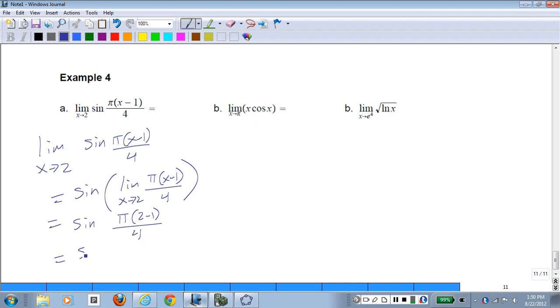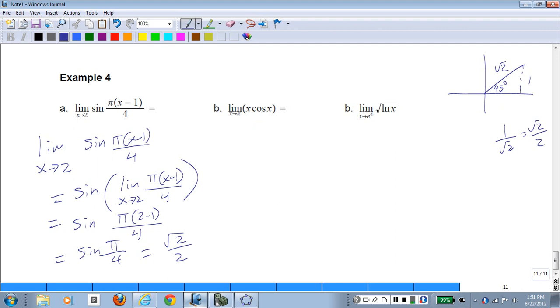What is the sine of pi over 4? 45 degrees. Sine of 45 degrees would be the square root of 2 over 2. There's a 45-degree angle there, so 1 over the square root of 2, or the square root of 2 over 2 if you like rational denominators. So that would be what you'd get.